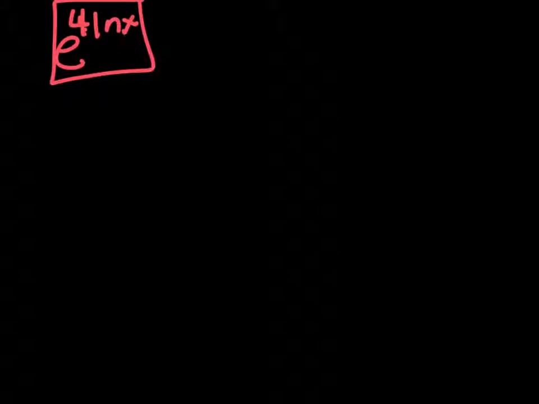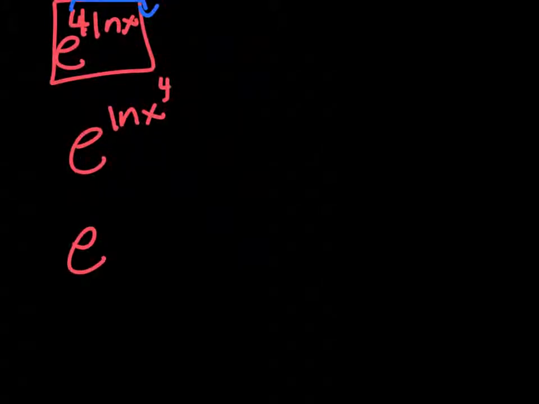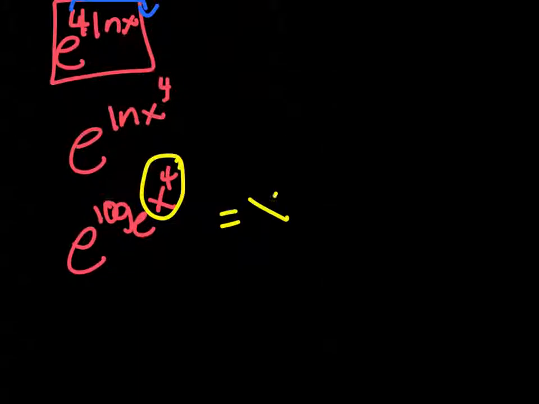Okay, next one. e to the 4 natural log of x. So again, I can move my 4 up to my top exponent. And if you remember from our last lesson, if I have e and natural log, that means e to the log base e of x to the 4th. As long as this e and that e are the same, then this is my answer, x to the 4th.